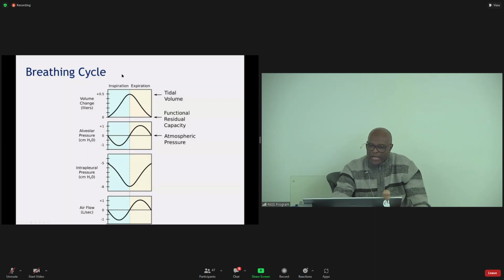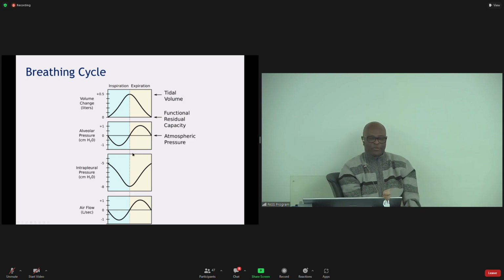So, breathing cycle, normal tidal volume, changing air. As you start breathing in, that pressure goes up, and that pressure goes down when you exhale. Alveolar pressure follows a sine wave. It goes down when you breathe in, goes up when you breathe out. So it looks like an S lying on its side.